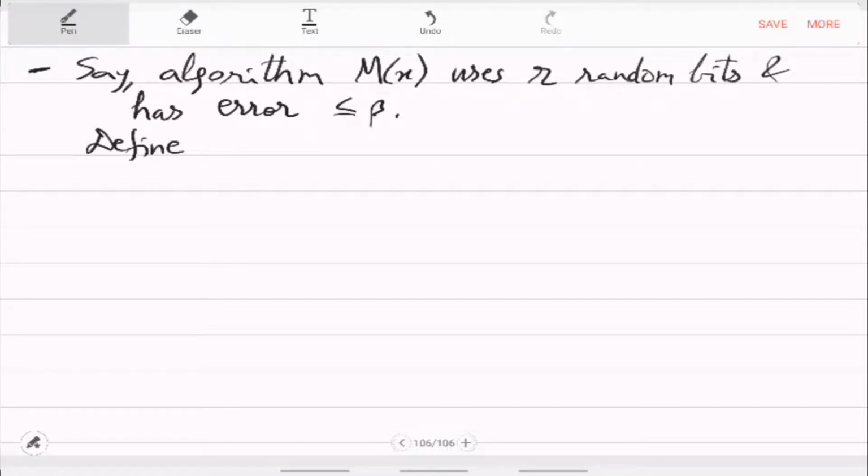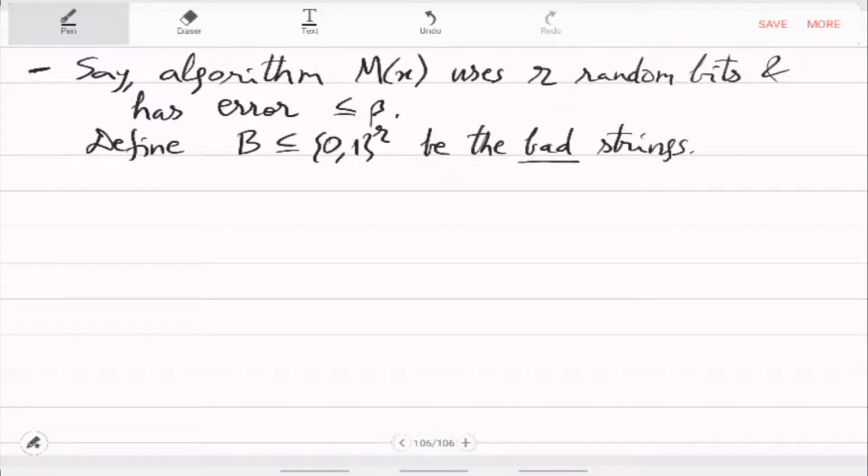So define this B to be a subset of {0,1}^r, the bad strings, and you know that the size of B is less than or equal to beta times n, where n is 2^r. Okay, so in the whole space of r-bit strings, a beta fraction of them are bad, that is the set B.